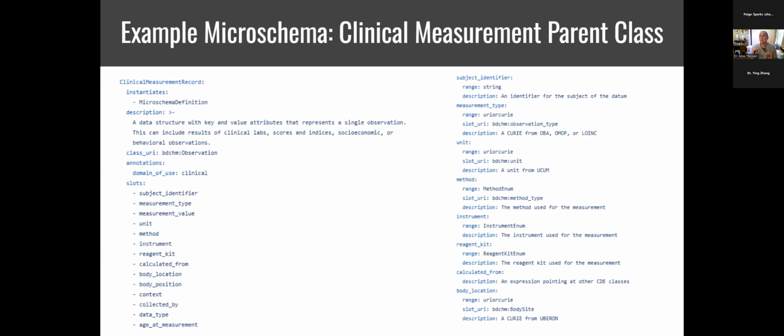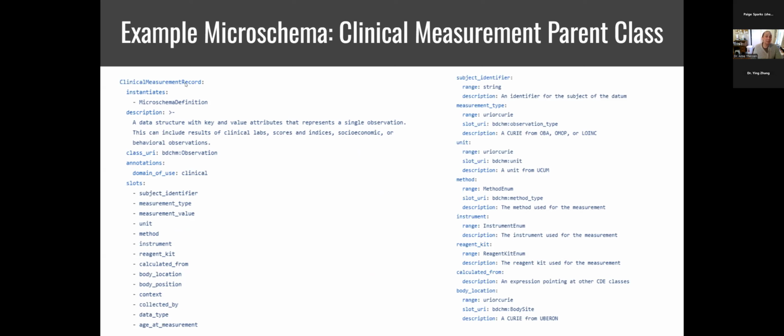So let's get a little more specific here. Here's a clinical measurement parent class. Now, I'm going to show clinical measurements because that's what we're all familiar with here, but theoretically, you could do a microschema for data from any discipline. And I do have colleagues that are looking at creating environmental microschema for environmental variables as well, but we won't be talking about that today.